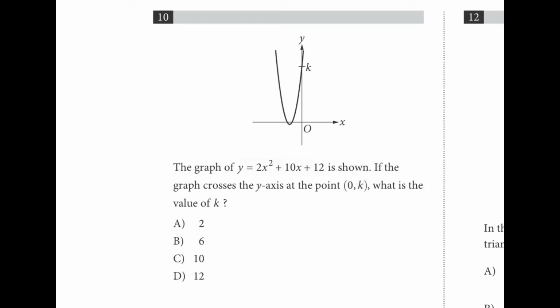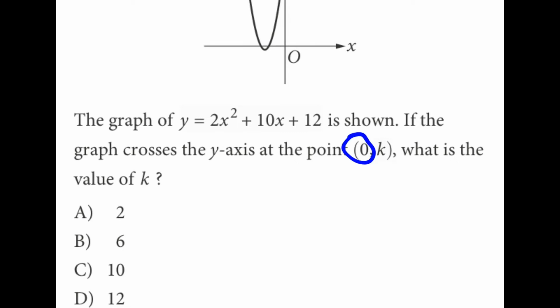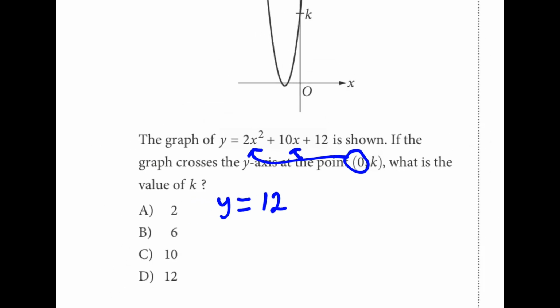So number 10 is a quadratic problem, and this one is actually not that hard if you understand what they're asking. This y-intercept can be found by taking a 0 and plugging it in wherever you see x. So y is equal to 2 times 0 squared, which is just 0, plus 10 times 0, which is just 0, and the only thing left is 12, which is your answer.